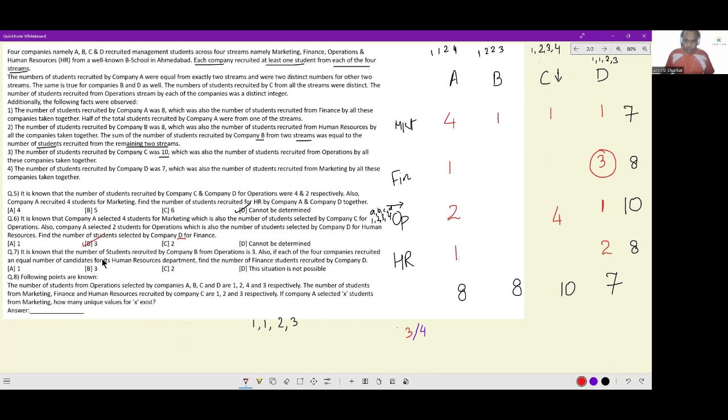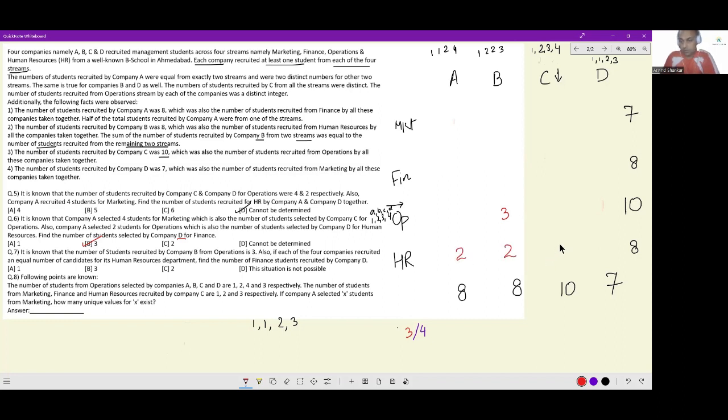Okay. Next, we are told it is known that the number of students recruited by company B from operations is 3. If you look at it, in our current case, the number of students recruited by company B from operations is indeed 3. Also, each of the 4 companies recruited an equal number of candidates for its human resources department. So this has again gone to a twist. Apart from B being 3 in operations, nothing else is certain. But what is informed to us is that each of the 4 companies recruited an equal number of candidates for its human resources department.